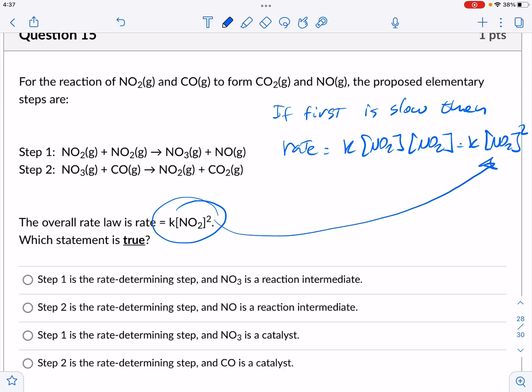All right, so the first step is the slow one. You didn't know to begin with, you just assume it was, you find what the rate law is for the first step, it matches, so the conclusion is valid. So step 1 is the slow one, so we can scratch step 2 here. Step 2 is not the rate-determining step. All right, and NO3 is a reaction intermediate versus NO3 as a catalyst. So where does NO3 appear? NO3 is here and here. So NO3 is first produced, then consumed. So it's not going to be there at the end of the reaction when the reaction is over. So it is an intermediate.